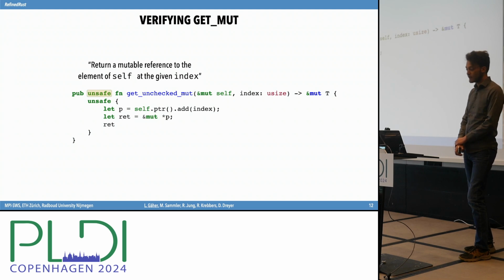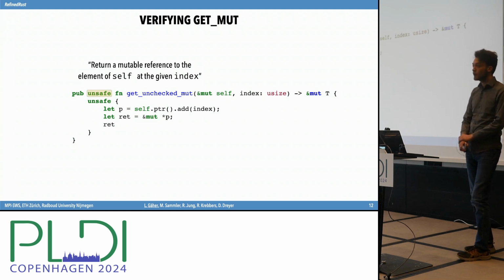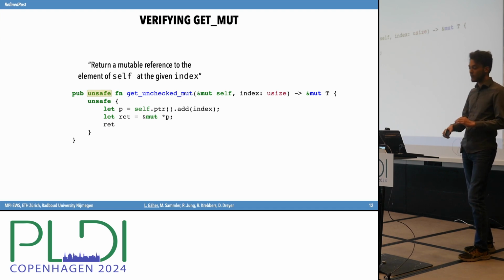And it is marked as unsafe, as you can see here, because it does not perform any bounds checking on the index. So for the function to behave in a memory-safe way, the caller has to ensure that the index is in range. And that is precisely something that we can specify nicely with RefinedRust.